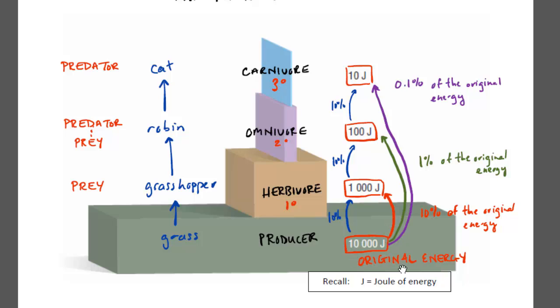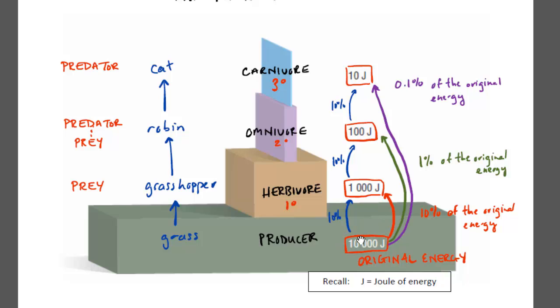So if the original energy in my producer, in the grass, is about 10,000 joules, only 10% of it will be available to the next consumer. So when the grasshopper goes to eat, they're only going to get 1,000 joules of the original energy produced by the plant. Then of that 1,000 joules, when the robin goes to eat the grasshopper, you've only got 100 left, and then you only have 10 left by the time the cat eats the robin.